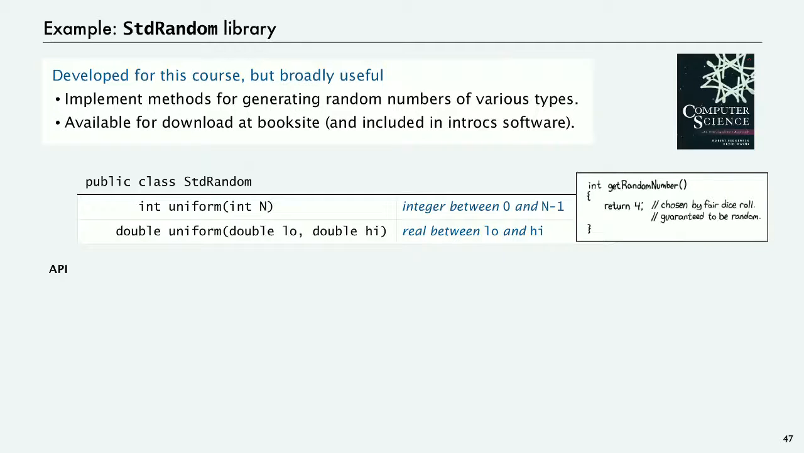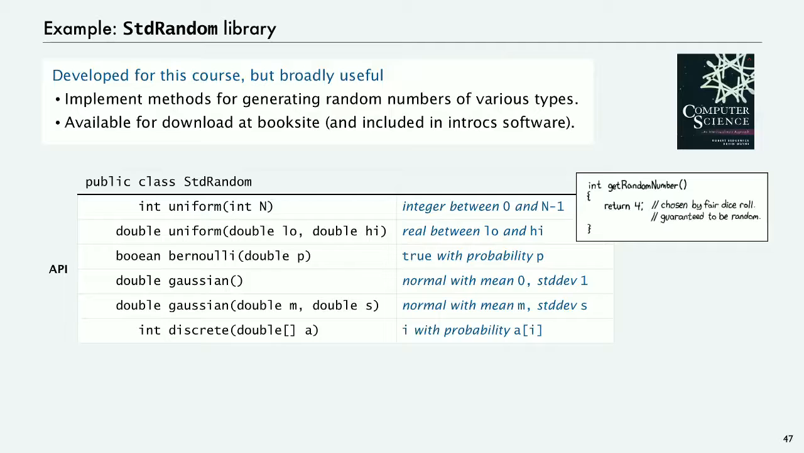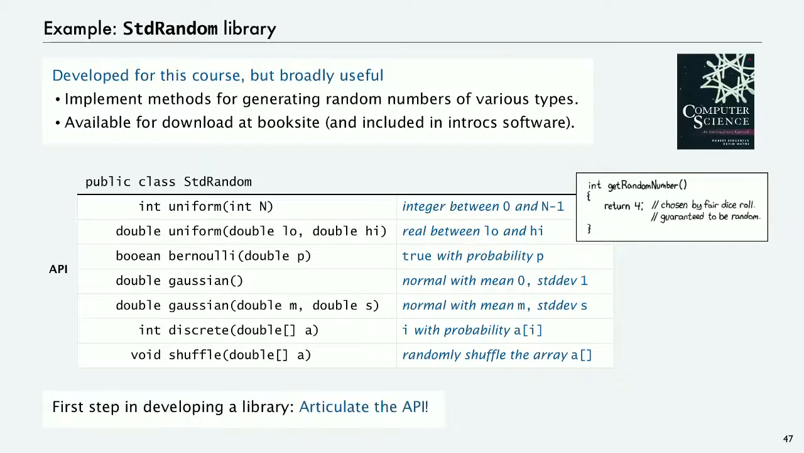Or maybe we want a real that's between two given double values. Or maybe we just want to flip a coin. Is it true with probability p? Or maybe we want it distributed according to the Gaussian distribution, either with mean 0 and standard deviation 1, or given mean and standard deviation. Or maybe we want to give a discrete set of probabilities, and we want to give an array and then return an index i with probability a of i. Or also one thing we do sometimes is randomly shuffle arrays. So all of these things that we want to do, we put in one library.